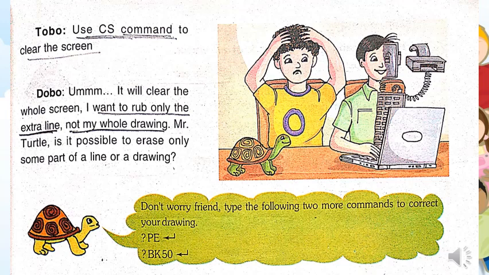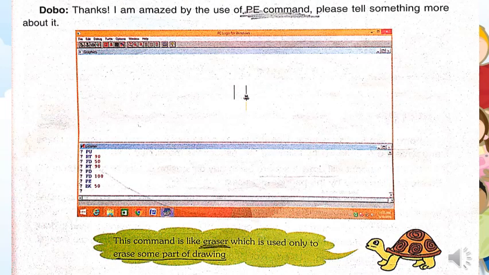Then Turtle says, "Don't worry friend, type the following 2 commands to correct your drawing: PE and BK 50." PE means pen eraser. Okay, so let's start. Dobo says, "Thanks, I am amazed by the use of the PE command. Please tell something more about it."